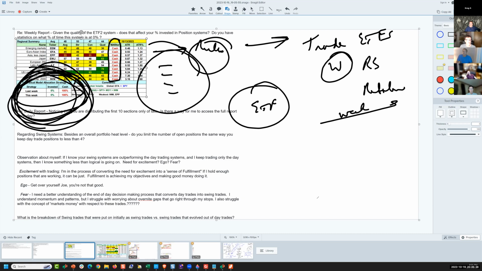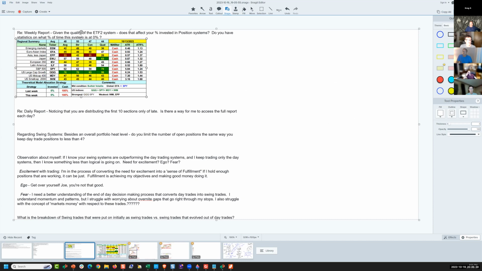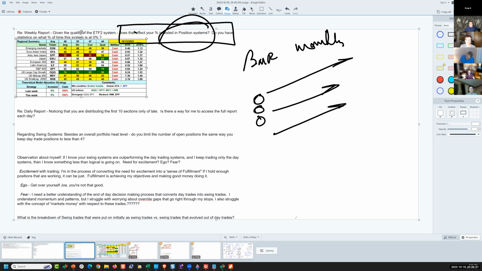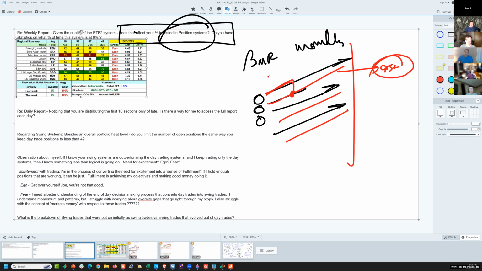So Jonathan asks a very good question. How does it affect the percent invested in my position systems? Well, my blended monthly rebalancing model, which is a monthly rebalancing, picks three things and holds them for 1 month. And it has a 10% trailing stop on each one of those. And then if that thing ever hits the trailing stop, then that position goes to cash for the rest of the month. And then it rebalances every month.